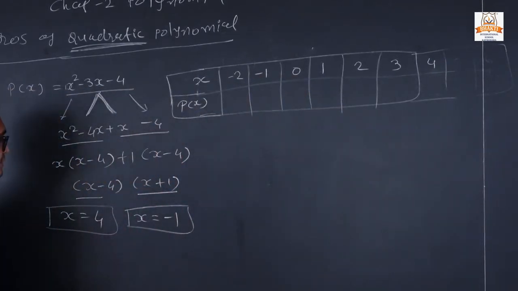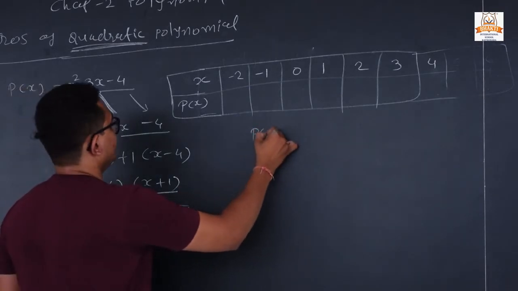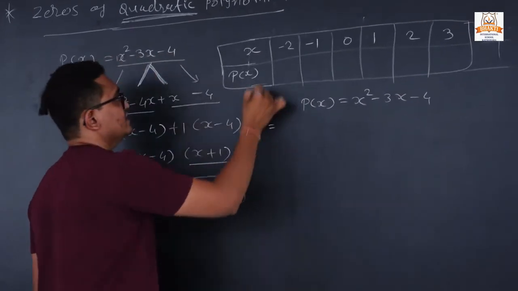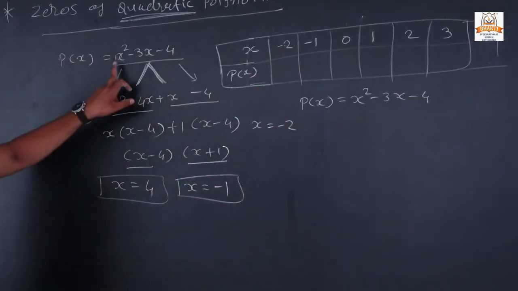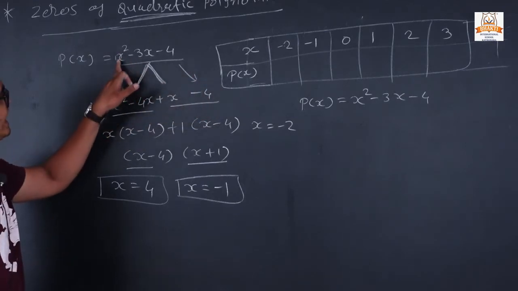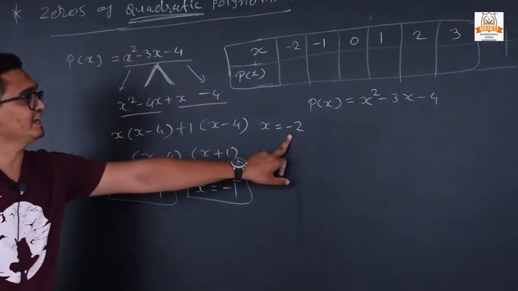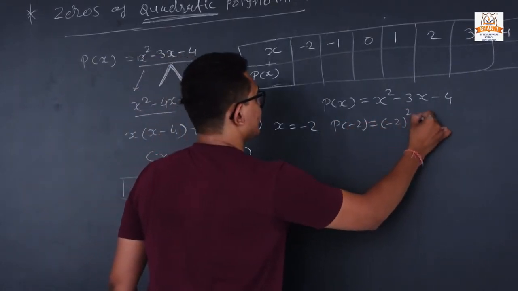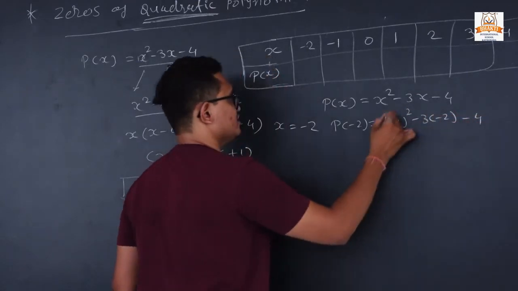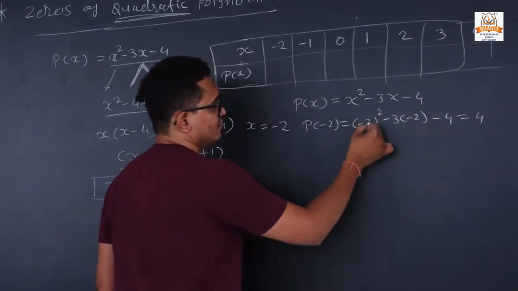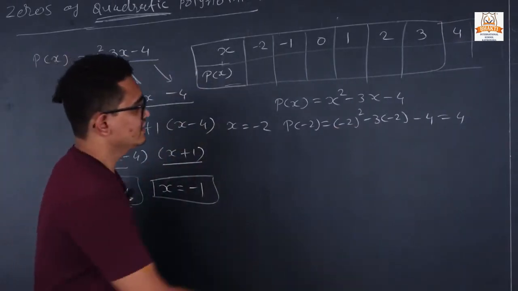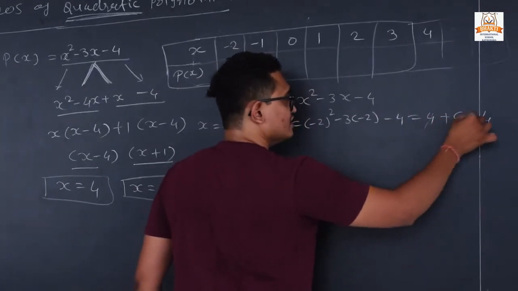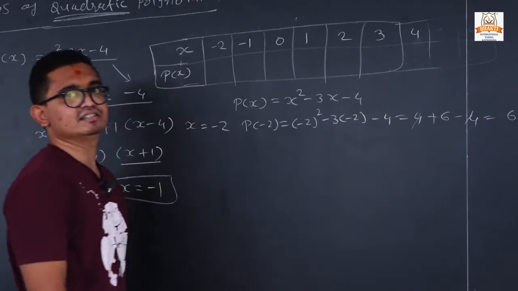Now, p of x is equal to x square minus 3x minus 4. First of all, we can put x is equal to -2. In that polynomial, x is replaced with which value? -2. So p of -2 is equal to -2 square. -2 square is 4. Minus 3 times -2: minus minus becomes plus, 3 times 2 is 6. Then minus 4. Now this 4 cancels with minus 4, so the answer will be 6.